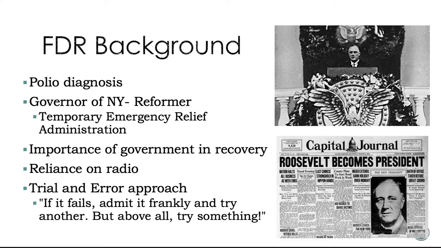FDR's approach to the Great Depression is trial and error. He's going to think with the mindset of, this is the Great Depression. This is not a depression that we've seen before. This is not something the United States has brought itself out of, that the government has a playbook for. So he'll say, we're going to try everything. And if it doesn't work, then we're going to try something else. His quote here is, "If it fails, admit it frankly and try another. But above all, try something."